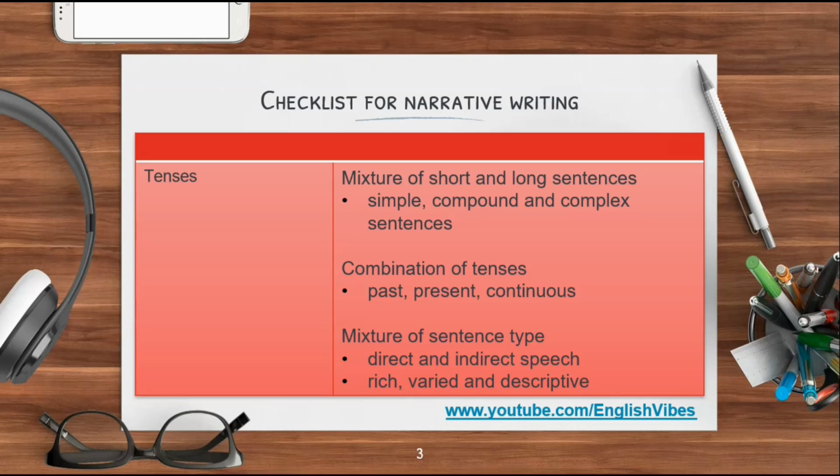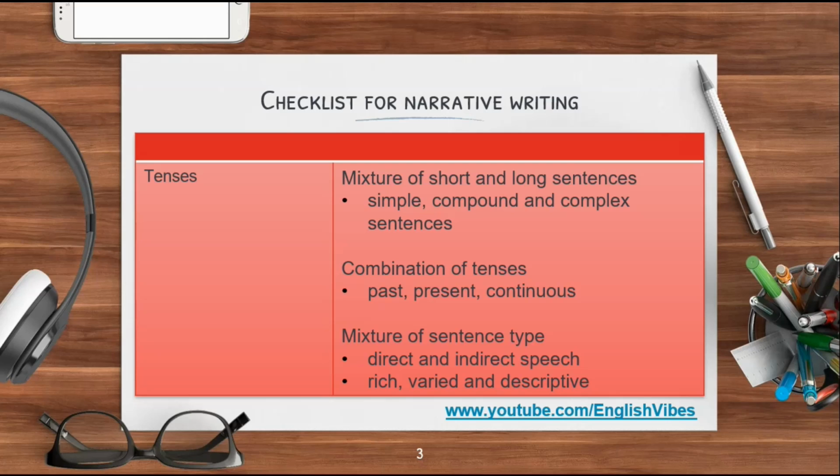Alright, now when you're writing a narrative essay, you should use a mixture of short and long sentences. For example, simple, compound, and complex sentences. Next, you need to have a combination of tenses: past, present, continuous. I have talked about tenses long enough, so I'm not going to talk about it again. And you need to have a mixture of sentence types. You need to have direct and indirect speech. I think I have already shared about direct and indirect speech in my previous video, so please check it out. And you need to have rich, varied, and descriptive sentences.